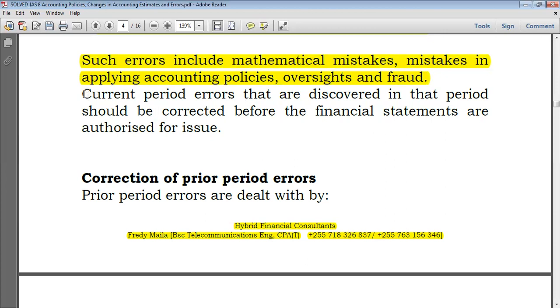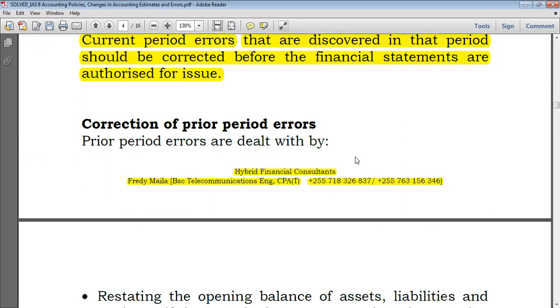So here, current period errors. You see this? I told you we are just picking prior period errors. Current period errors have got no issue. Current period errors will be adjusted in the income statement. So current period errors that are discovered in the period should be corrected before the financial statements are authorized for issue. Usually in the income statement, most of the times, but it could be income statement as well as financial position. For example, maybe trade receivables. Someone has paid you, you would have to deal with it in the trade receivables. Don't worry, we will see this well.